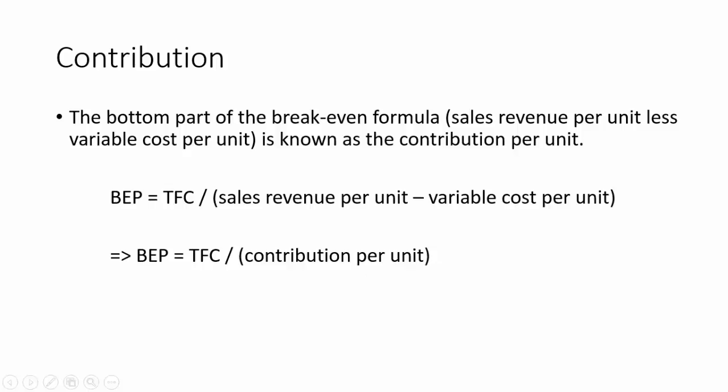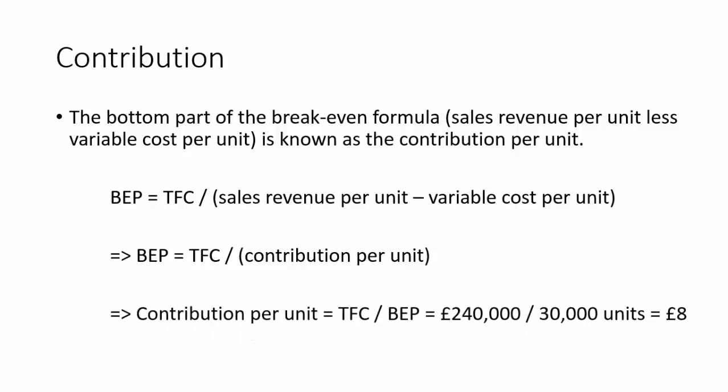Okay, so let's use the information. Therefore, after rearranging the equation, contribution per unit is equal to total fixed cost over break-even point. So it is £240,000 over 30,000 units, which is £8.